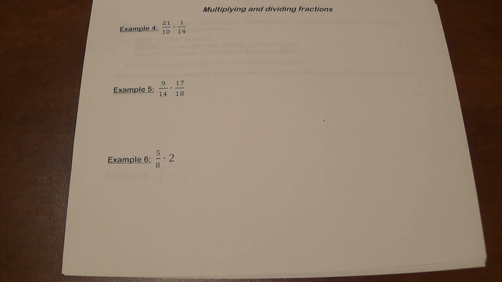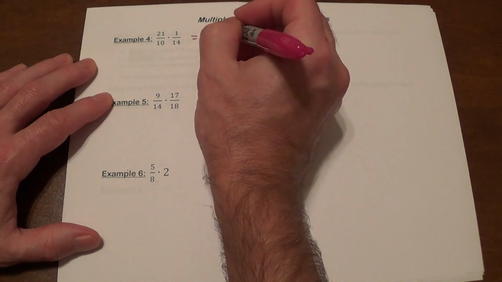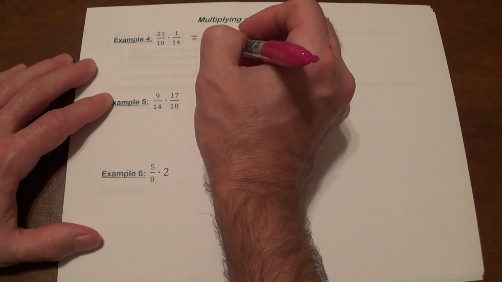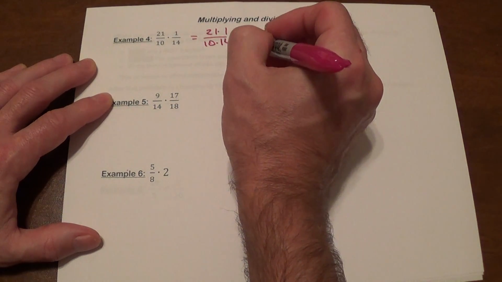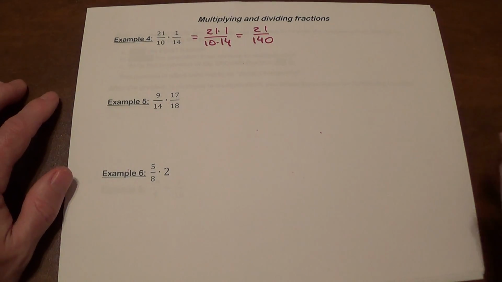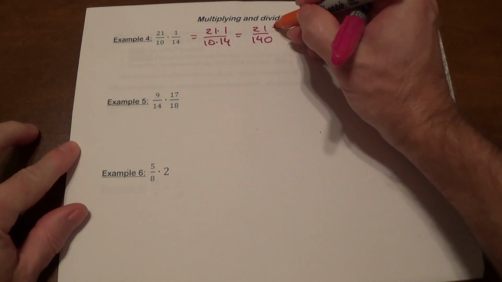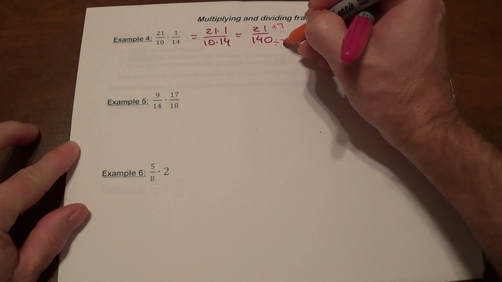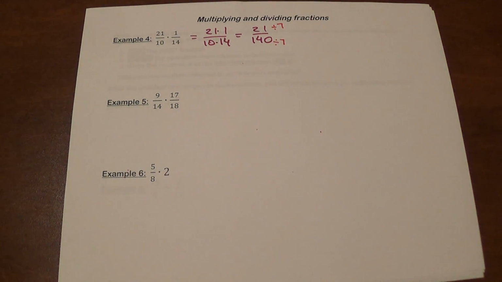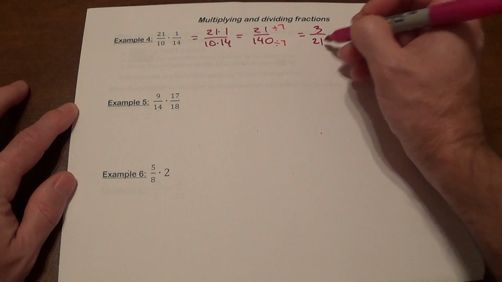Moving on, next example. 21/10 times 1/14. So again, I can go ahead and multiply it straight across. 21 times 1, 10 times 14, it's going to be 21/140. We do need to simplify. Both numbers can be divided by 7. So we can divide the top and the bottom by 7. So 21 divided by 7 is 3. And 140 divided by 7 is 20.